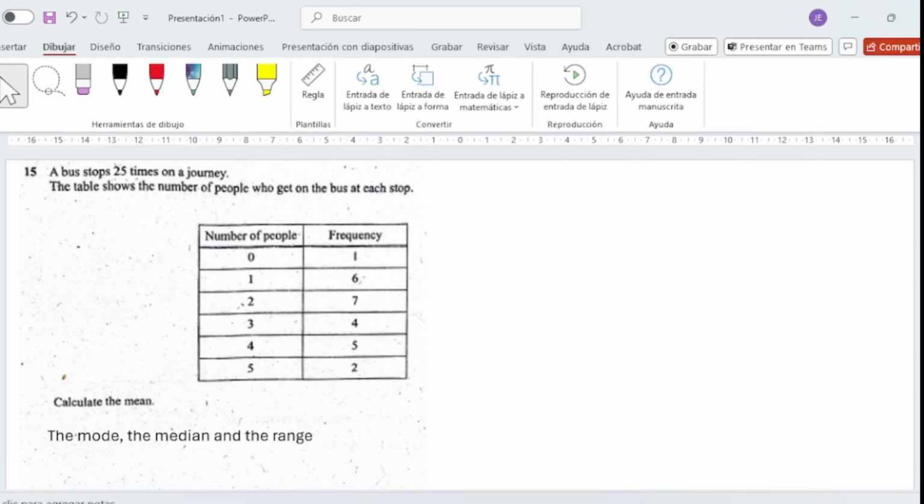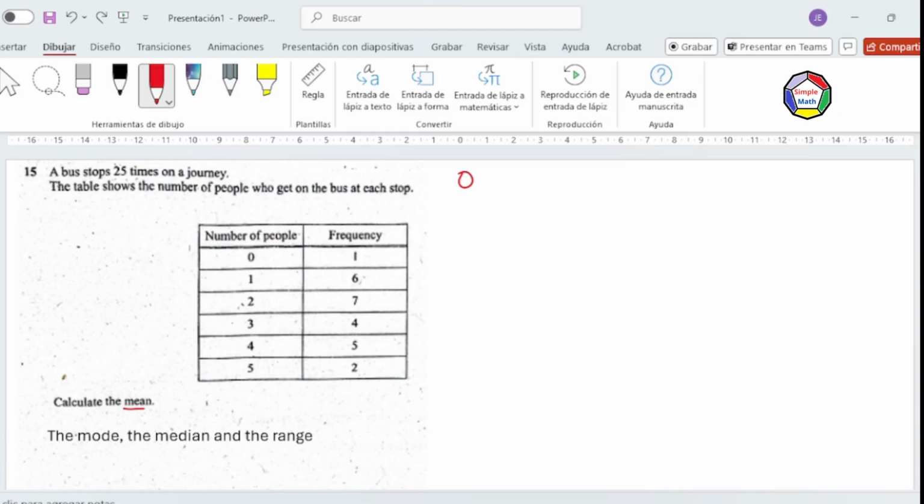Okay, the first step is to calculate the mean. What is mean? Mean is the same as average. To calculate the average, we need to add all the numbers and then divide by the numbers we have. So my suggestion is take the chart and write all the numbers in the same line. So for example, the 0 is 1 time, so I'm going to write a 0 here.